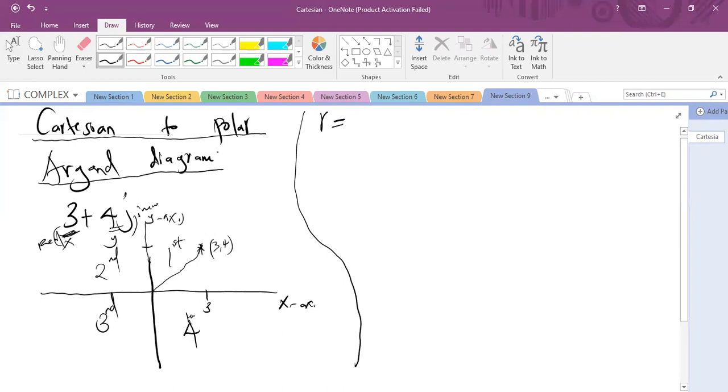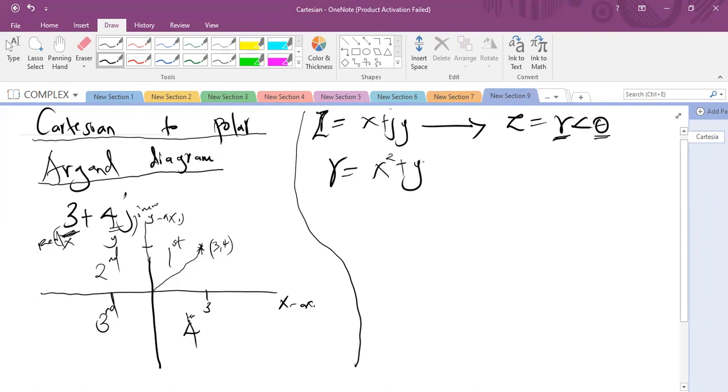And then the other thing we need to know is how to get the value of r and theta, because if we are converting a complex number z = x + jy to polar, we are changing it to z = r∠theta. So we need to know how to get r and how to get theta. Now r is simply given by the square root of x squared plus y squared, and theta is given by tan inverse of y over x.